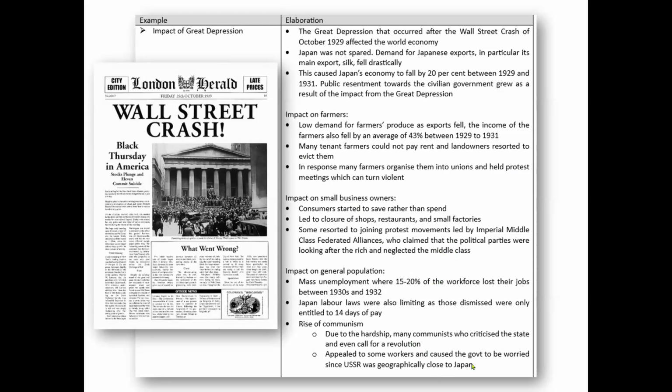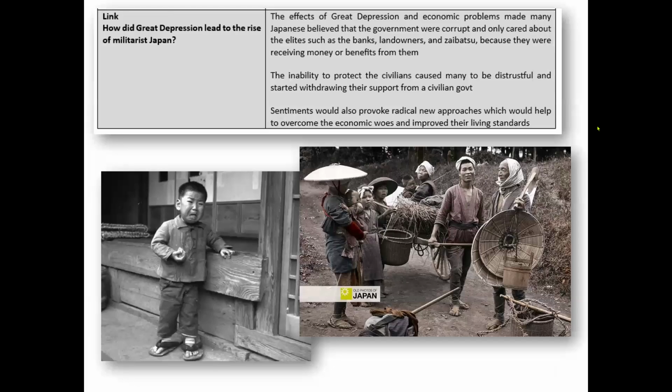And of course, the rise of communism. Many communists criticized the state and even called for a revolution. So you can see that all this led to protests and unhappiness towards the civilian government. So the effects of the Great Depression, the effects of all this inability to protect civilians, meant many became very distrustful of the government and withdrew their support. Okay, now these sentiments also provoked radical new approaches that would help overcome the economic problems.